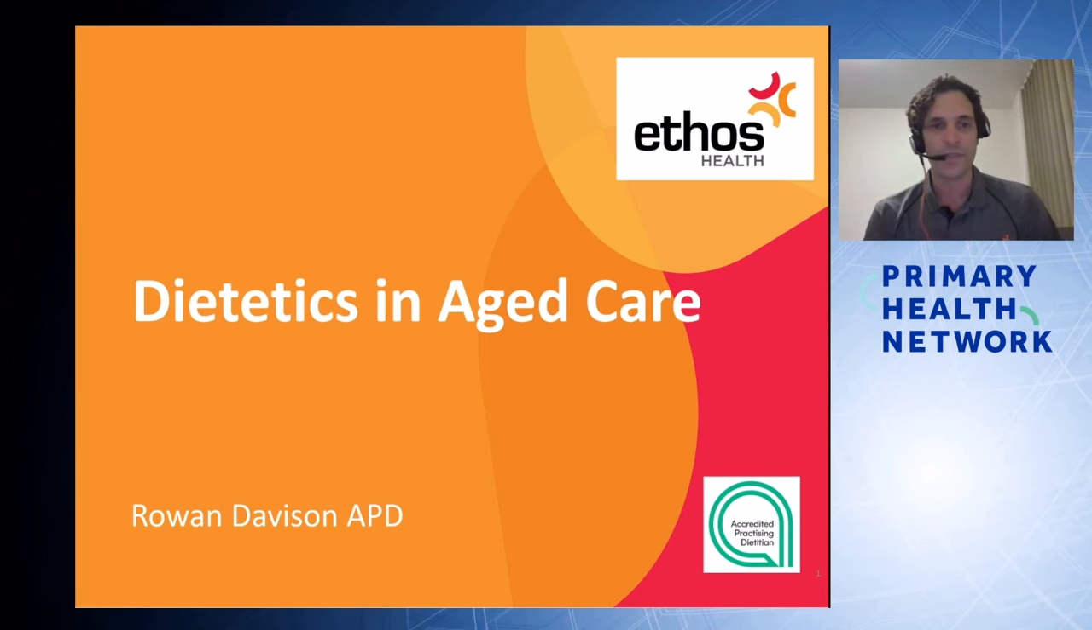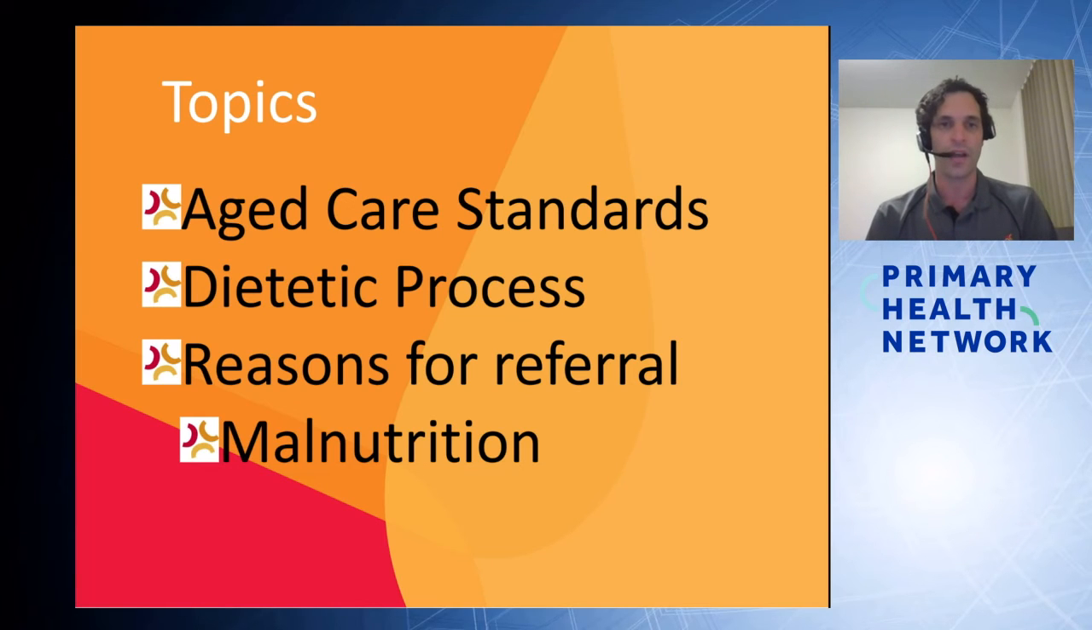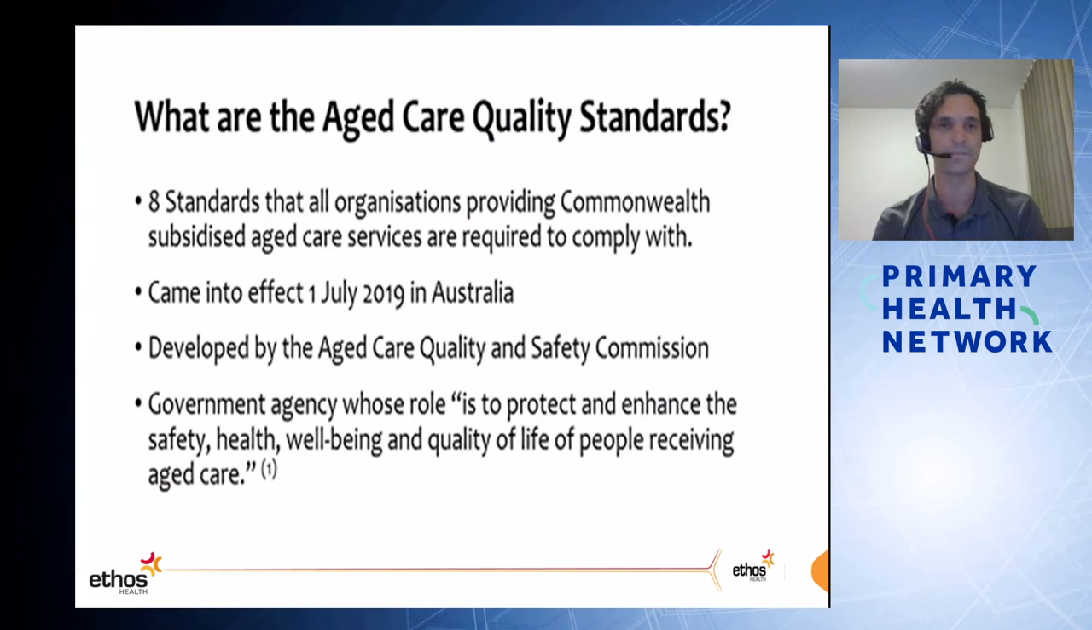Okay, great. So just going to get straight into it. It's going to be a bit of an express overview of the role of a dietitian in aged care. I'll skip over a few things, but if there are any pressing questions, we can cover that. The key topics I will look at: briefly touch on the aged care standards, the dietetic process, which gives you an insight into the role of the dietitian and how we do what we do, and then the main reasons for referral, including some chronic disease referrals, and a little closer look at malnutrition, which is our core topic or business.